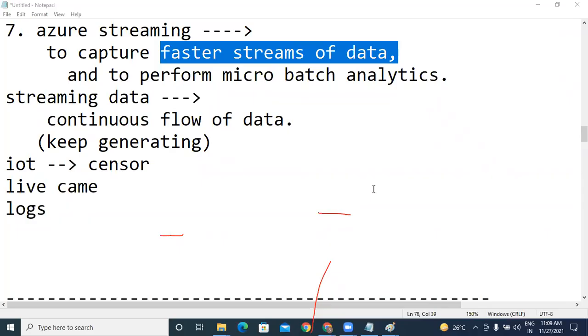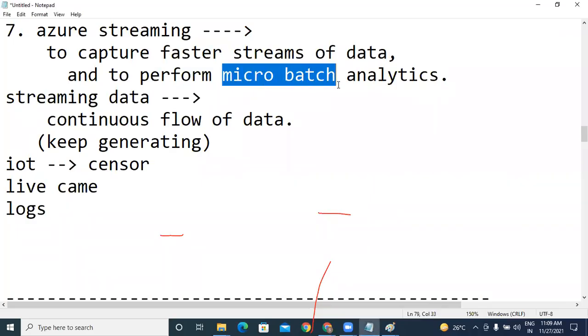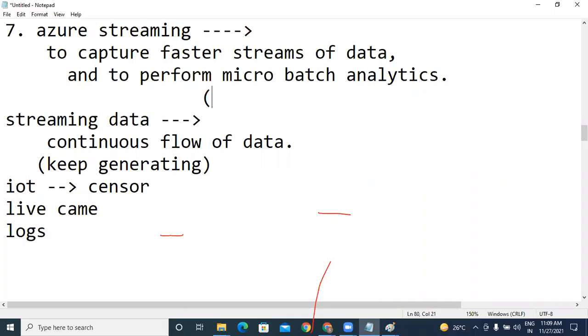Understand the point, sir? If your batch time is tiny, not in minutes but in seconds, that is called micro batching. For micro batching, there is another term: not real time, but near real time analytics. Understood, all of you? Near real time analytics. Azure streaming's purpose is to capture fast streams of data and perform micro batch analytics.